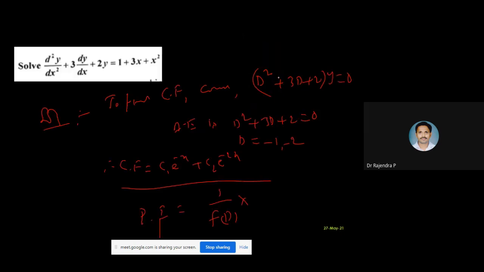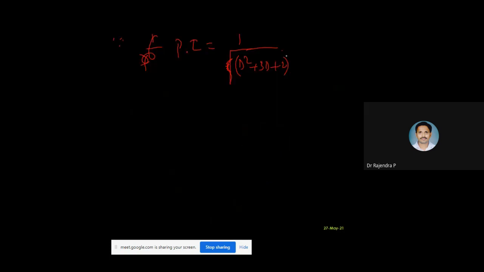So what is your function? 1 plus 3x plus x square. 1 plus 3x plus x square. It's a polynomial, right? So how do we go ahead? When you have a polynomial, how to do this, please? Tell me.